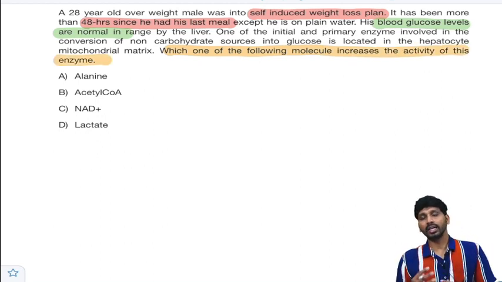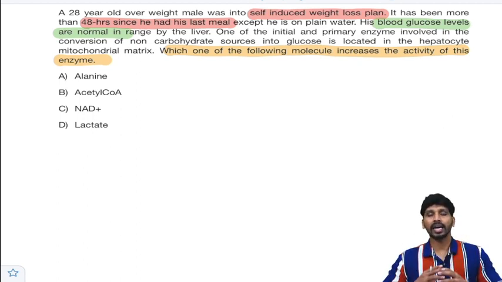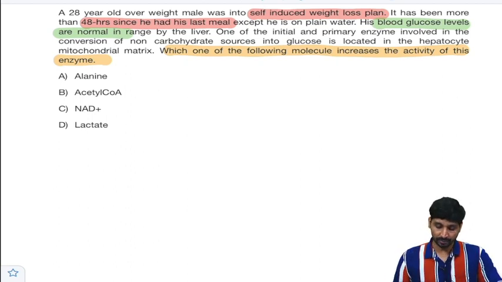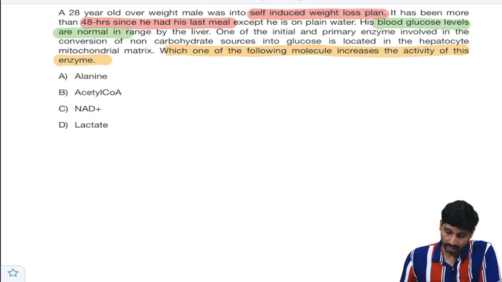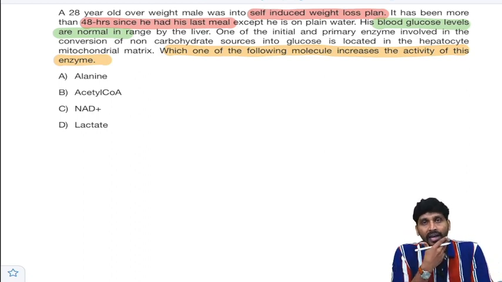So they have said that some mechanism is acting to supply glucose from the liver cells, and to start this pathway, what enzyme is involved here? And that enzyme's activity increases by which compound? There are 4 options given. A is alanine, B acetyl CoA, C NAD plus, and D lactate. Just have a look. I am giving you 1 minute, and be ready with your answer before the explanation.